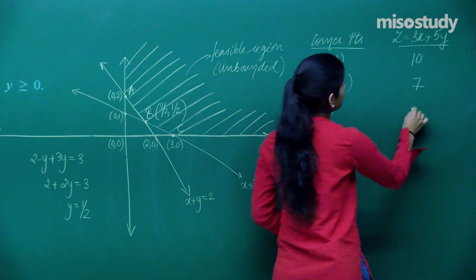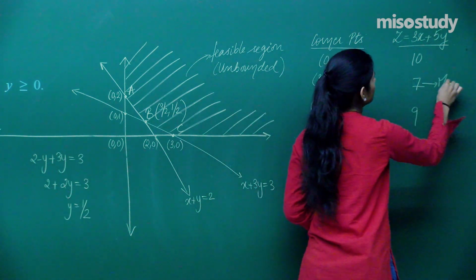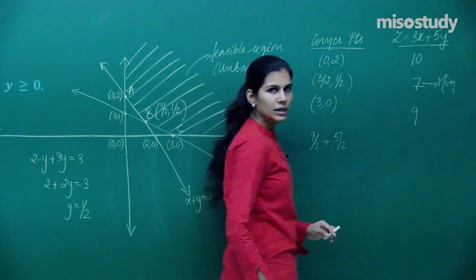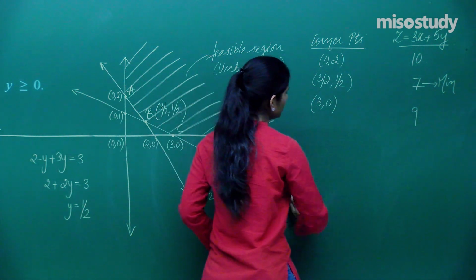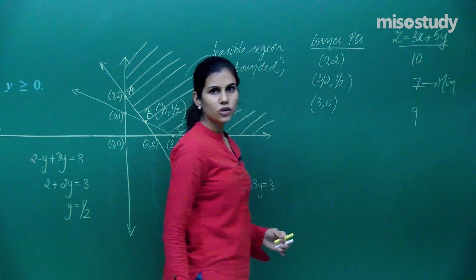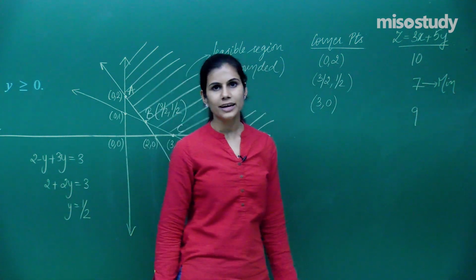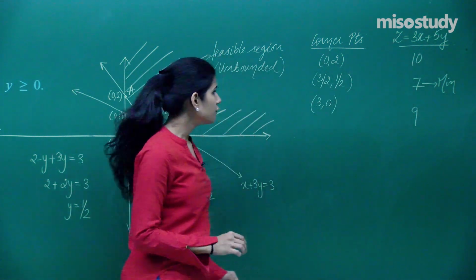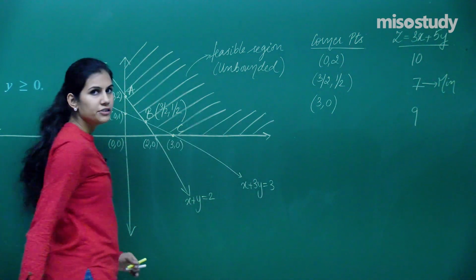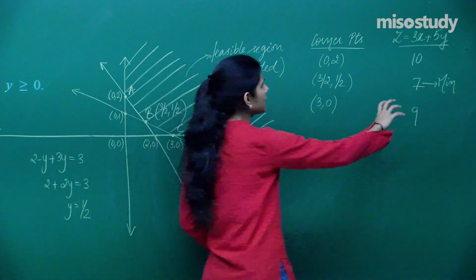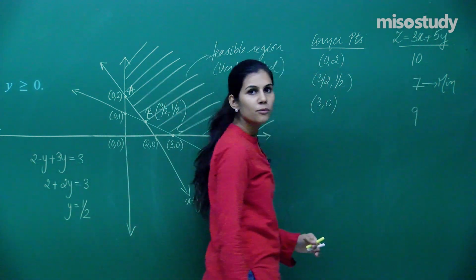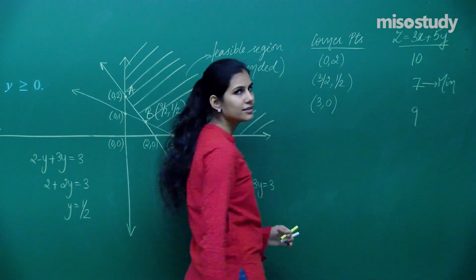And 3 into 3 is 9, so this is actually my minimum value. But can I declare this to be my optimum value? This is the optimum minimum value of z which is being obtained at 3 by 2, comma 1 by 2. No, not right now. First of all, because this is an unbounded region, the other strategy is going to follow up. Not directly from this table, I will be extracting out this to be the minimum optimal value of z being obtained at this corner point.